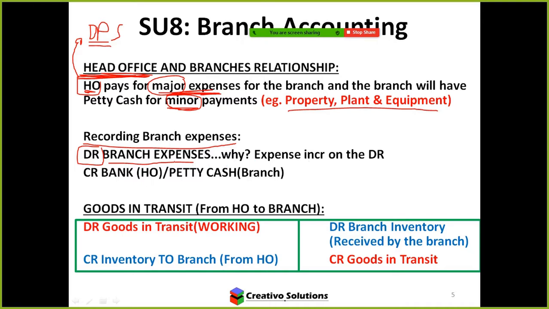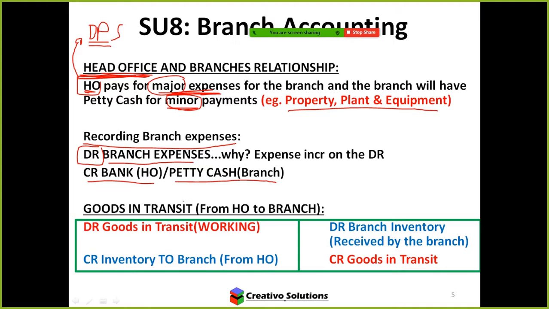All expenses will obviously be debited, and then the head office will credit the bank. The bank relating to the head office, so the head office pays for it. Or depending on what the expenses are and whether the branch can or can't pay for it, it might come out of the branch's petty cash, perhaps, if the branch was given petty cash, or their own cash. So, cash at the branch.